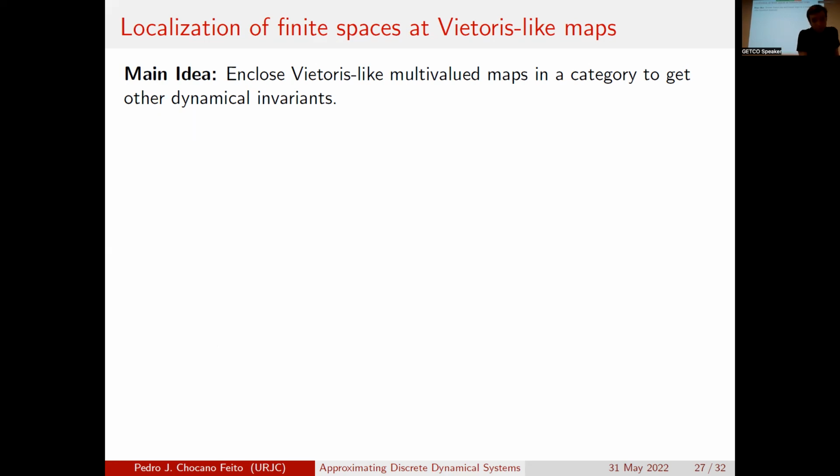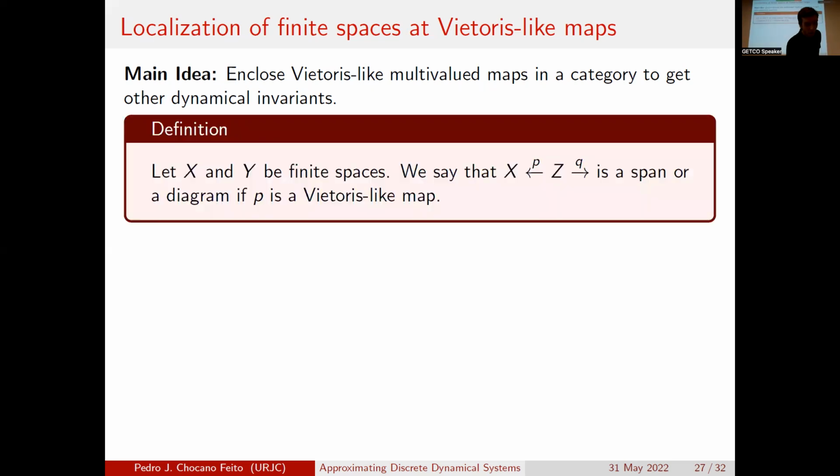So the main idea is that we need to enclose the acyclic-like multivalued maps in a category. We can do it by generalizing the concept of acyclic-like map. We can do it by considering what is called a span in some literature, or a diagram. A span, or a diagram, is just a diagram of this sort, where P is an acyclic-like map and Q is just a continuous map. All right. So if we consider these morphisms, this will be a morphism from X to, oops, I forgot to write the Y, yes.